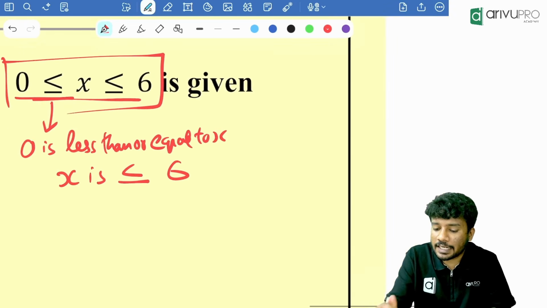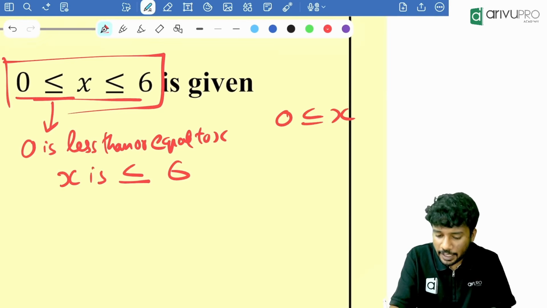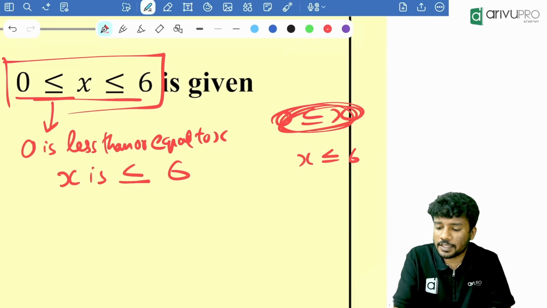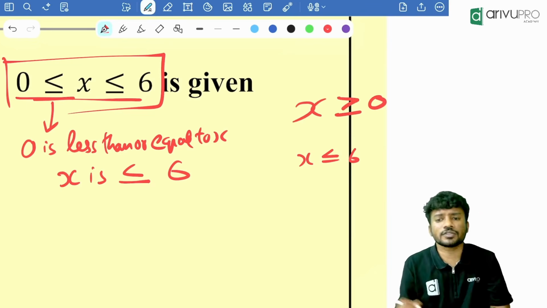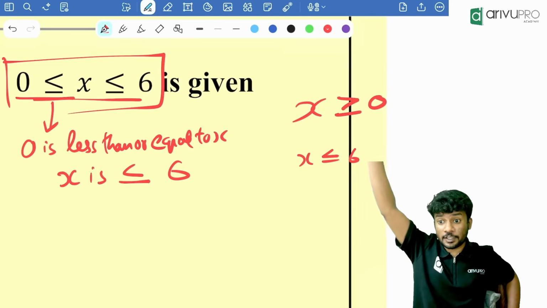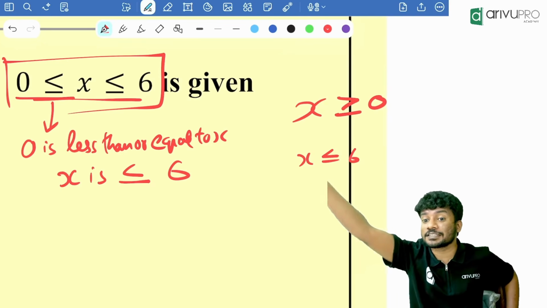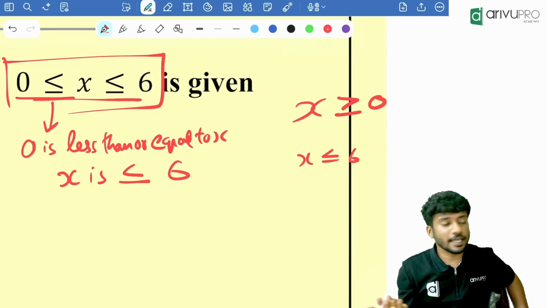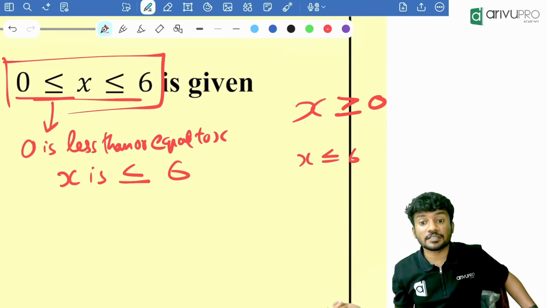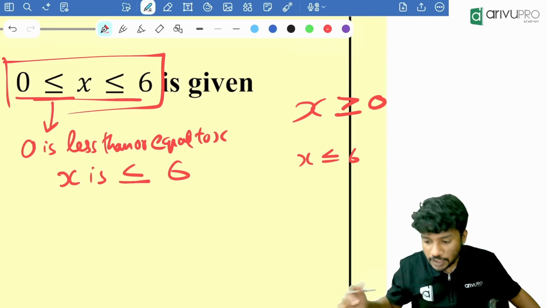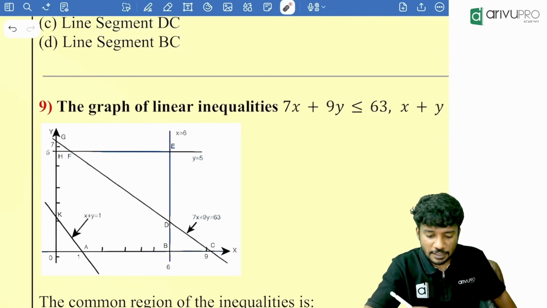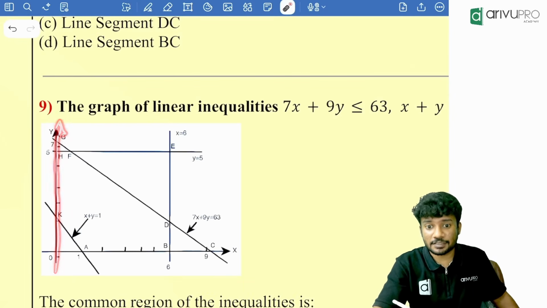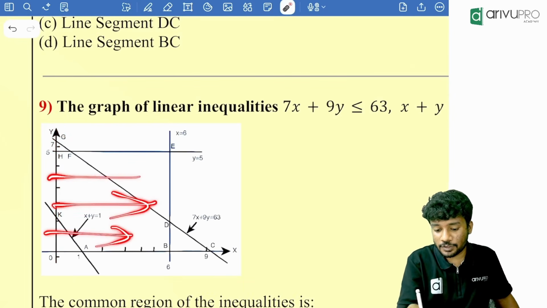So how can I write it? 0 is less than or equal to x, and x is less than or equal to 6. Two possibilities. 0 less than or equal to x, can I write it as x greater than or equal to 0? That is also correct. I told you in the beginning, 5 greater than 4 means 4 is less than 5. Similarly, 0 is less than or equal to x means x is greater than or equal to 0. Which graph is that? Can anyone tell me x greater than or equal to 0? This graph, the y-axis. Correct. So that means this area will be going towards this side.